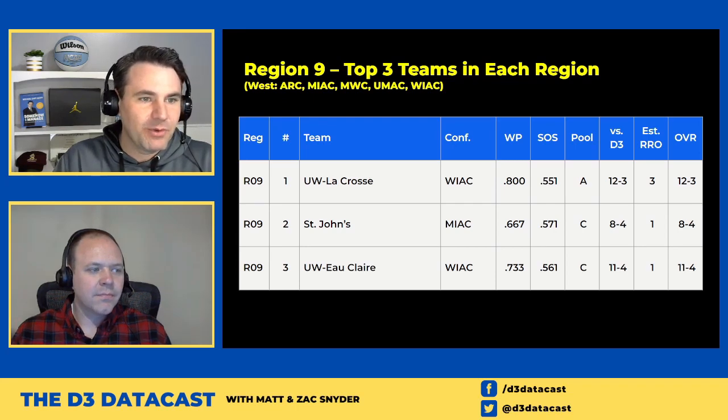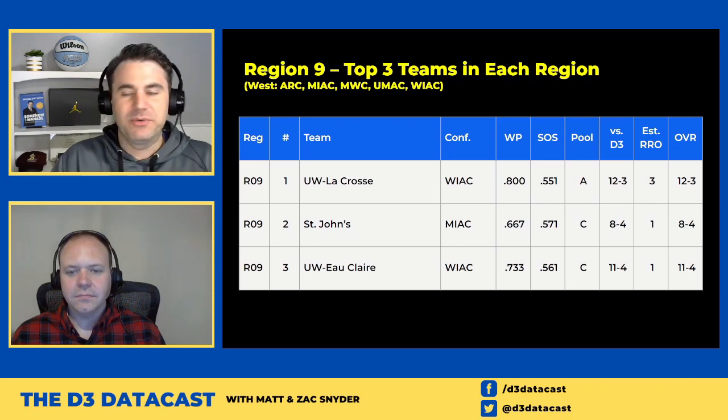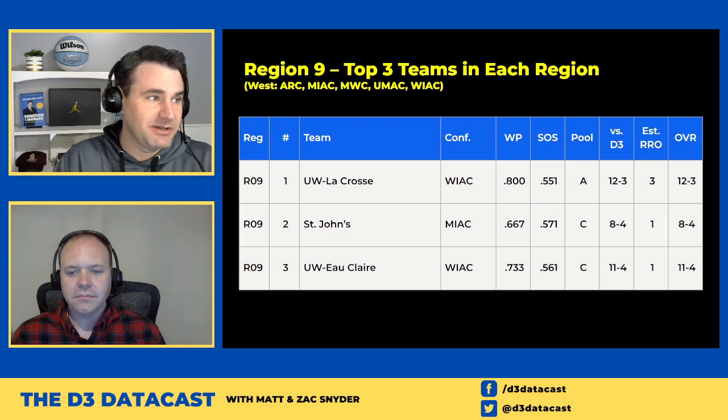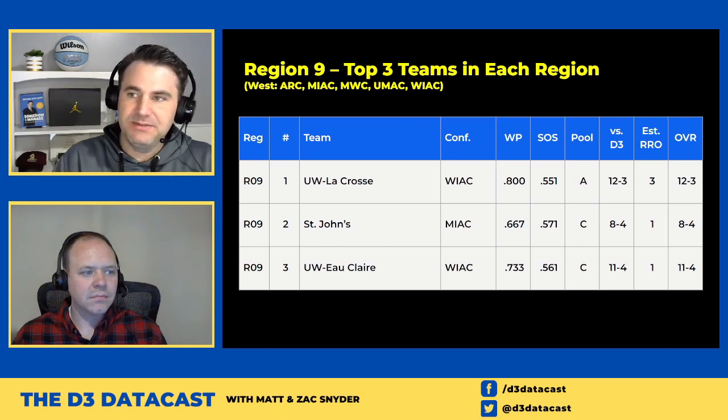Let me get those for you. I think it's St. John's, Guilford, and UW-Eau Claire. Good resume. Good job, UW-La Crosse. St. John's for number 2 in the region. Now we're starting to look at a .667 winning percentage. It's a little bit low for number 2, but a .571 strength of schedule is good. I think they have a regionally ranked win over UW-Eau Claire, so that is good. But at this point, only one regionally ranked win. They'll have to add to that as the season goes on to be a strong Pool C contender or Region 9 rankings contender as we go.